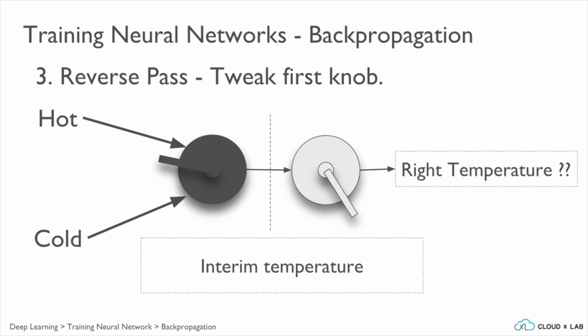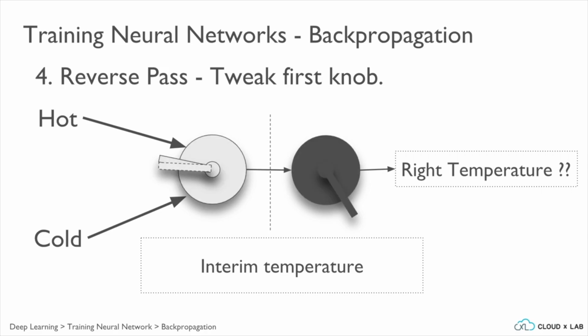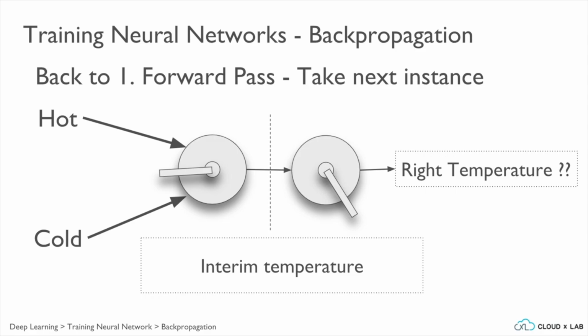We now freeze the position of the second knob and tweak the first knob. Essentially, what we are doing here is adjusting the first knob by learning from the difference in temperature. This is called backpropagation. We now have a revised position for the first knob as well, and we are closer to the ideal temperature. We now go to the next iteration or the next instance, and the process repeats starting from the forward pass step.